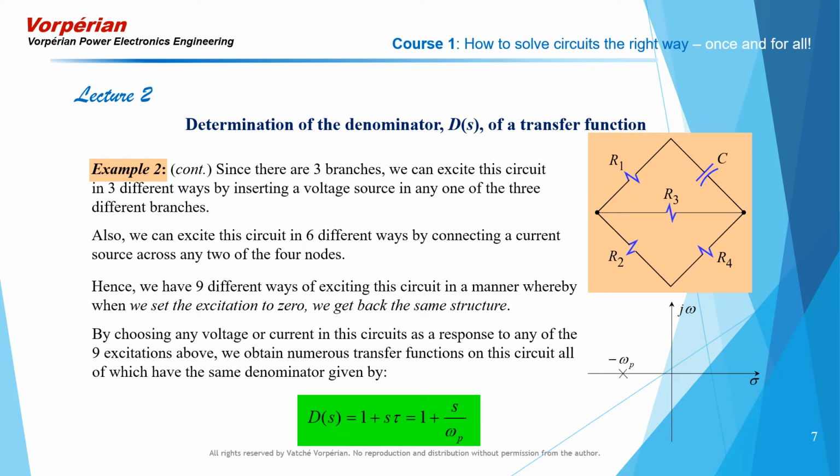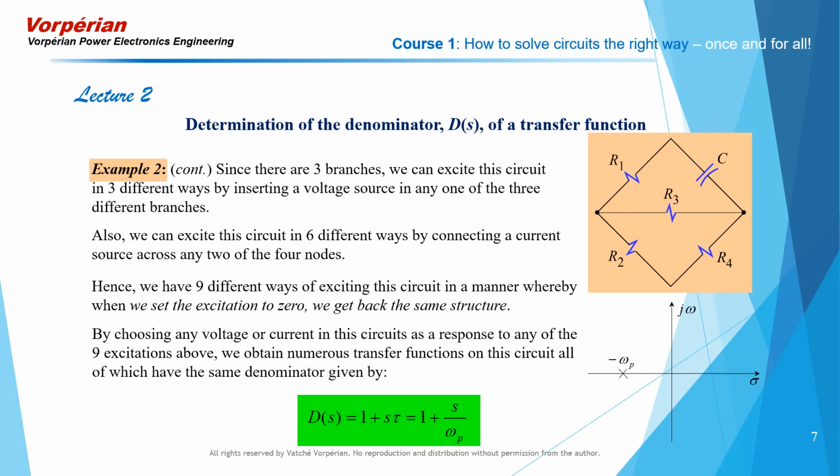Now you see that I have drawn this circuit as a bridge, but really it is nothing more than 3 different branches in parallel. But the reason I drew it as a bridge is because in the following example I'm going to be excited in different ways, and one of them will give us a bridge connection. Now, since there are 3 branches, we can excite this circuit in 3 different ways by inserting a voltage source inside any one of the 3 different branches.